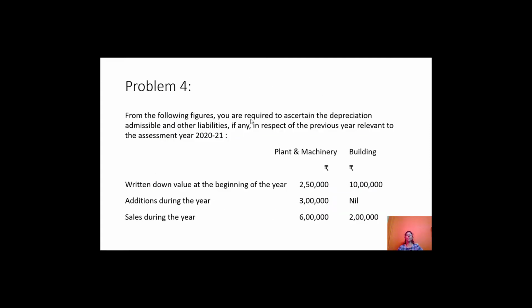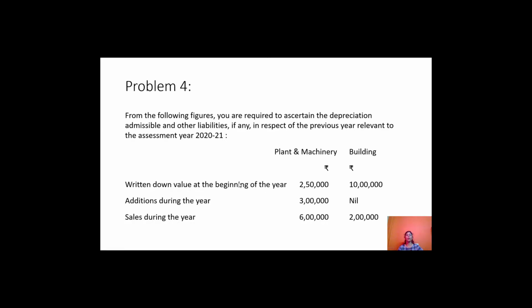From the following figures, you are required to ascertain the depreciation admissible and other liabilities, if any, in respect of previous year relevant to the assessment year 2020-21. Plant and machinery and building. Now here the percentage of depreciation is not given. If the percentage is not given, we can consider plant and machinery as 15% and buildings as 10%.